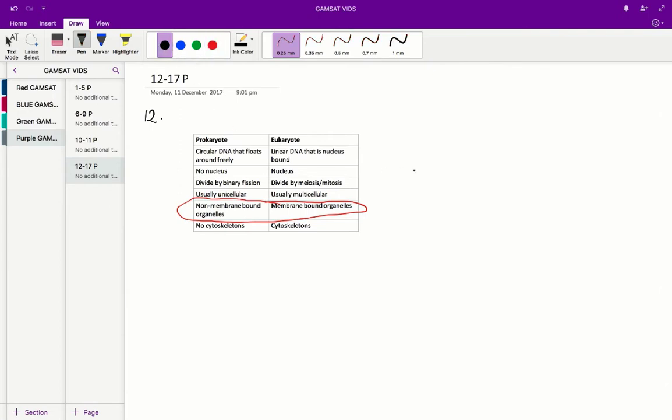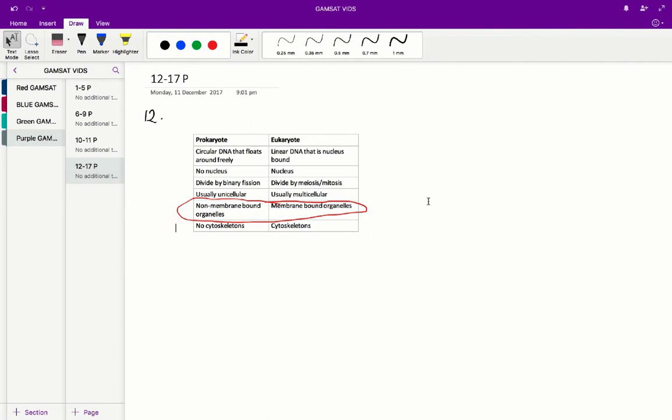Now, if we look at the figure in questions 12 to 17, the figure of that cell, we can see that all of those organelles have membranes going around them. So our ER, endoplasmic reticulum, that bit where all of those amino acids are feeding into on the left, well, that is membrane bound.